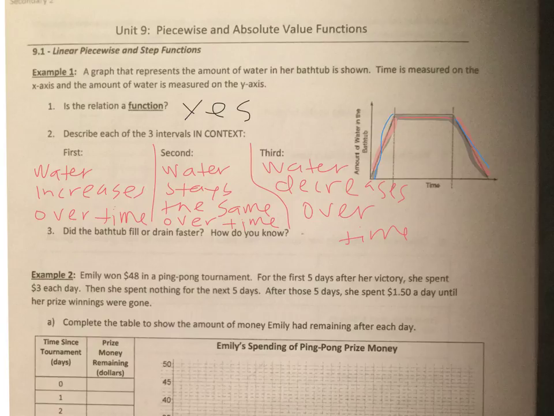So did the bathtub fill or drain faster? It filled faster. And it says, how do you know? I'm going to say steeper slope. Okay.